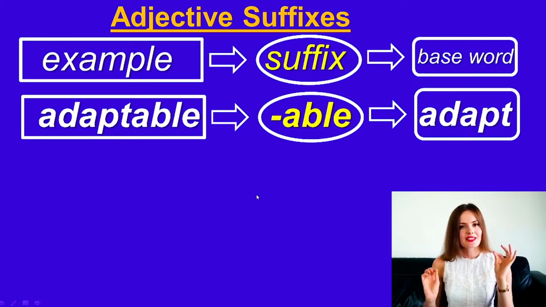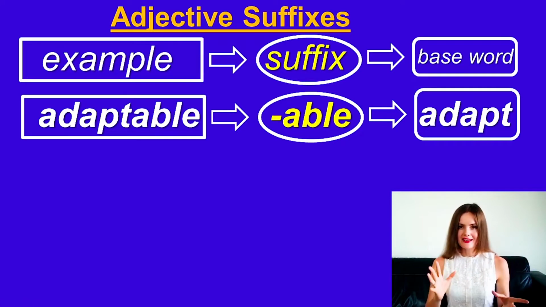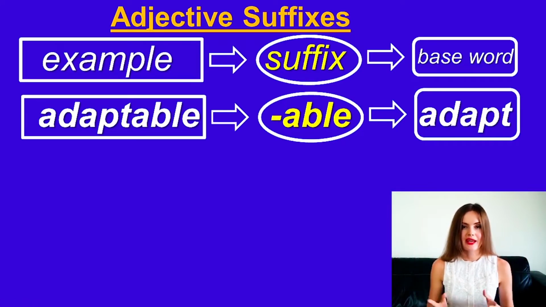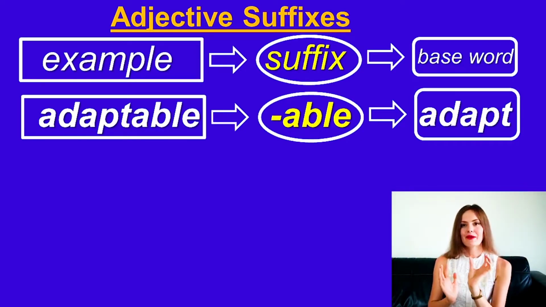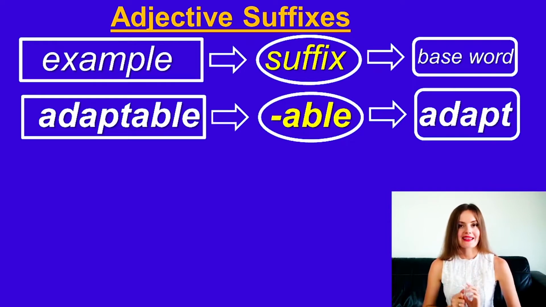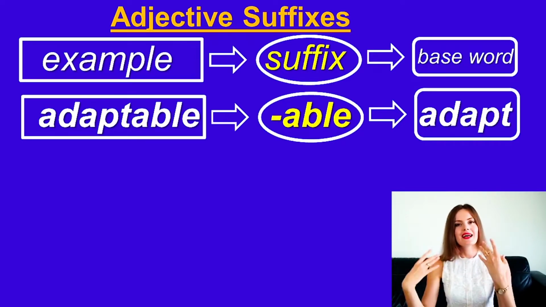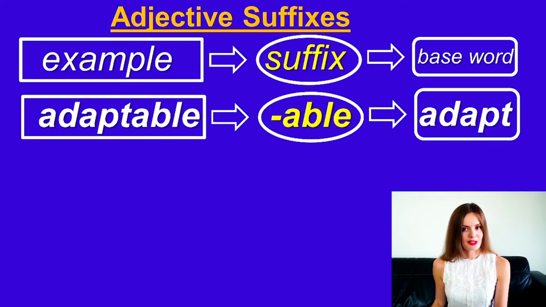The other suggestion, if you cannot identify the suffix right away in a word, you should look for the base word first. When you see the base word, as in our case it is adapt, the rest of the word would be a suffix at the end of it. So adapt plus able, you get adaptable.